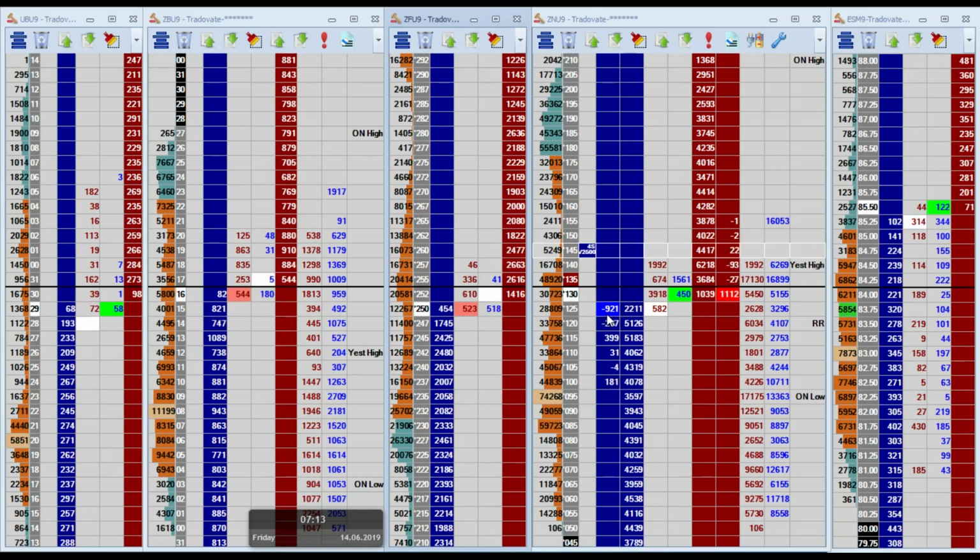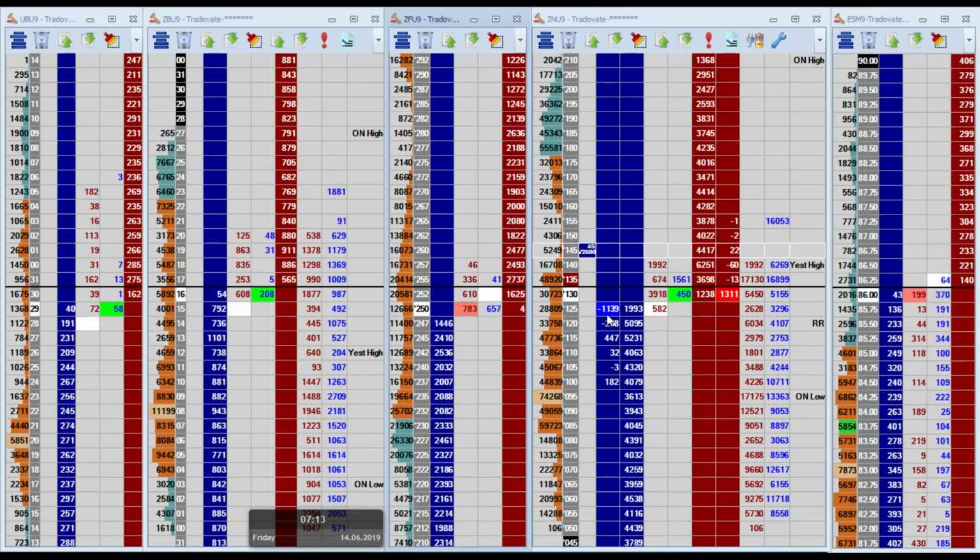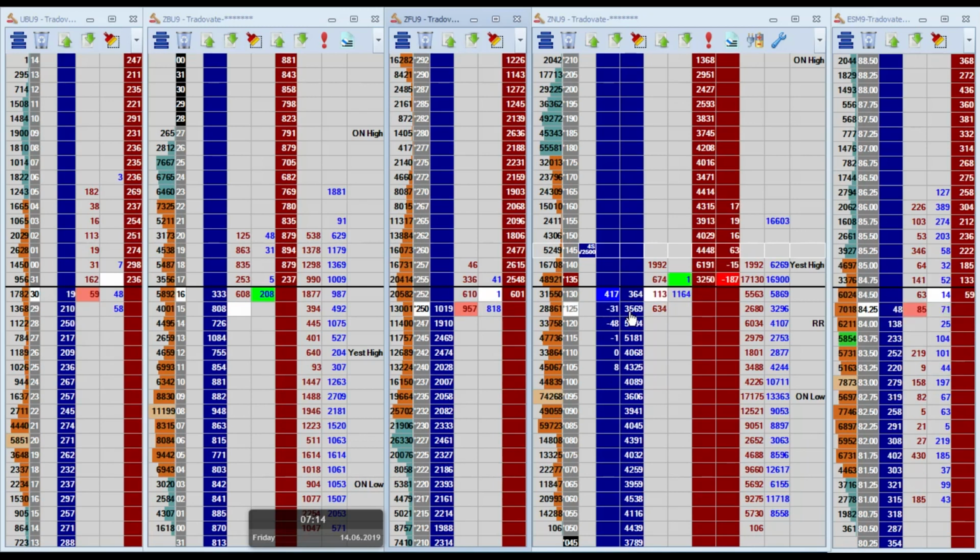Definitely a different kind of feel than even before the data started coming out. You can see prices are just, the bids and offers are flipping around quite a bit. Definitely a lot of algo activity, and they're reacting to what's going on over here on the ES.